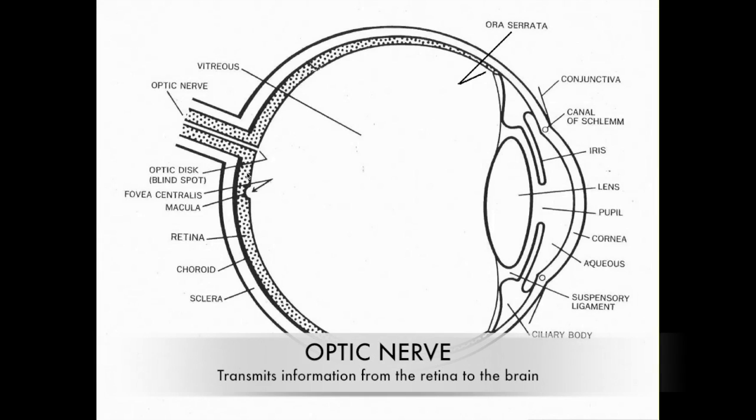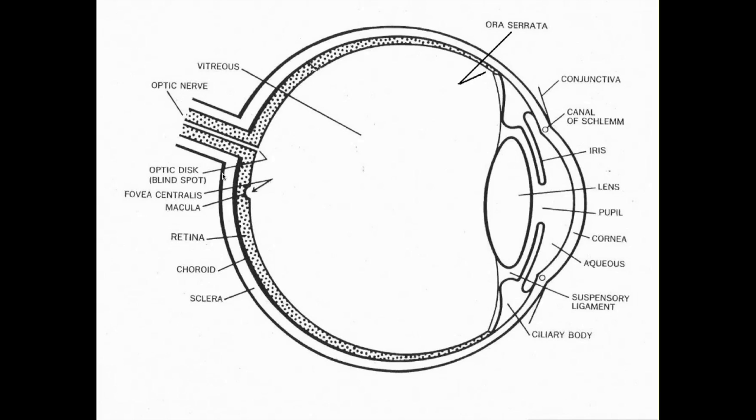The optic nerve meets the posterior part of the globe, slightly nasal and slightly above the horizontal meridian. The optic nerve carries the electrical stimulus to the occipital lobe of the brain for interpretation.